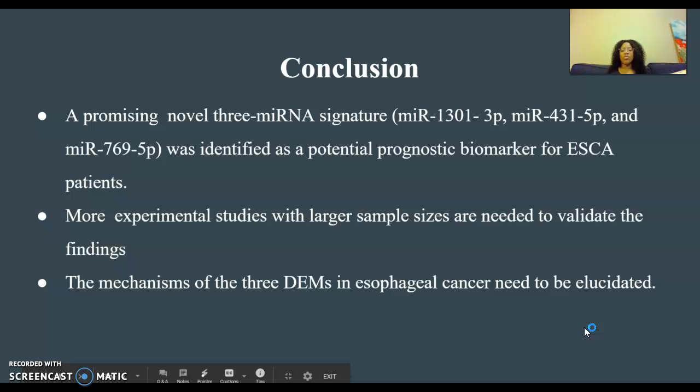In conclusion, which is also the key takeaway for this presentation, a promising novel 3 microRNA signature was identified as a potential prognostic biomarker for ESCA patients. More experimental studies with larger sample sizes are needed to validate the findings, and the mechanism of the 3 DEMs in esophageal cancer needs to be elucidated.